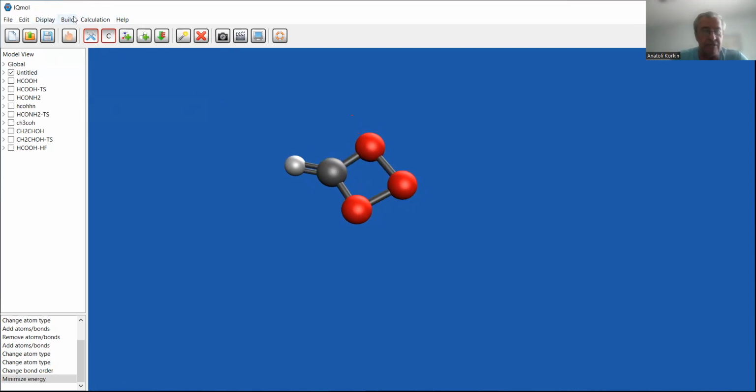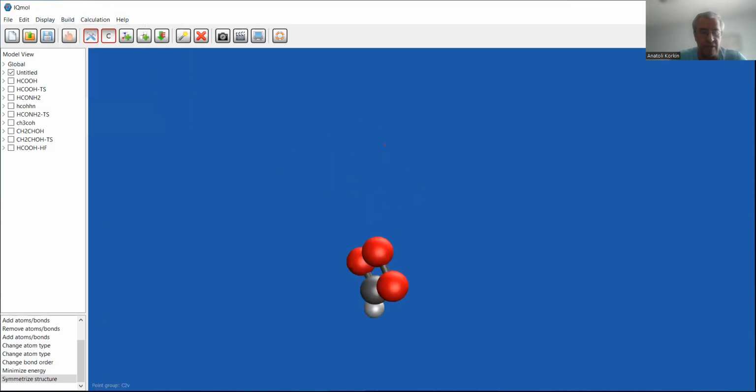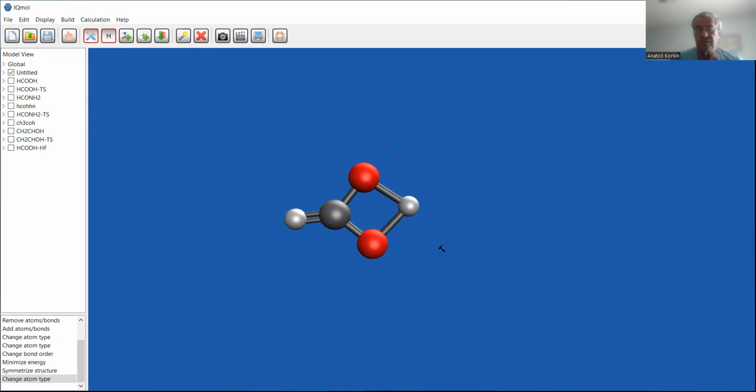So I can actually make it symmetric, symmetrized molecules. It shows that it's become C2V, which means equal bonds between oxygens in a planar structure. Let me move it to the middle. Okay, so now what I do, I turn this oxygen back to hydrogen and use this structure as the initial guess for searching the transition state.